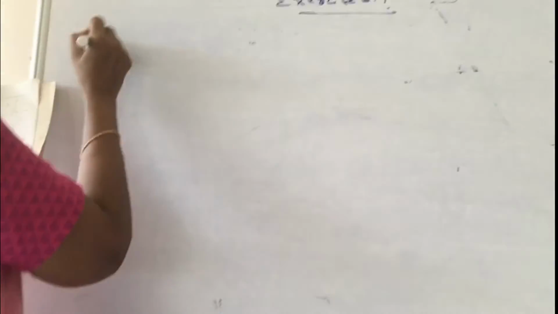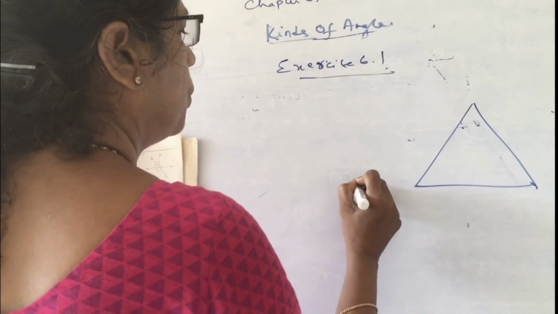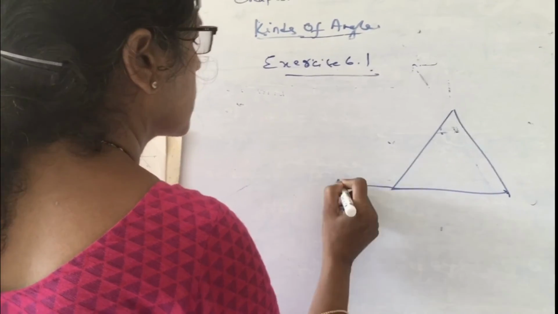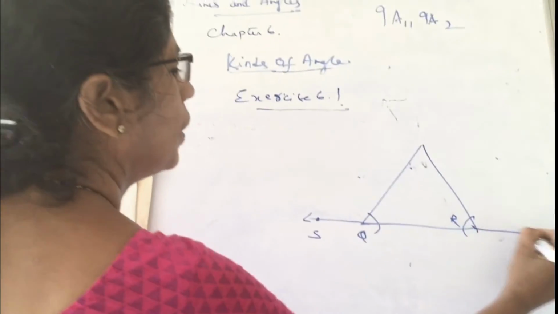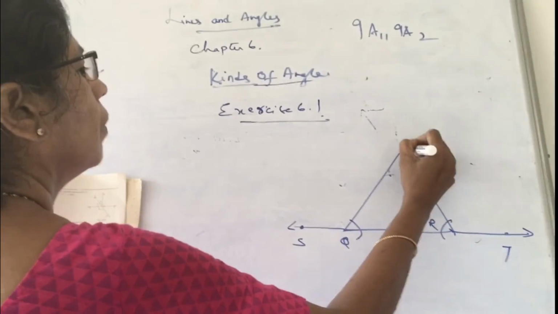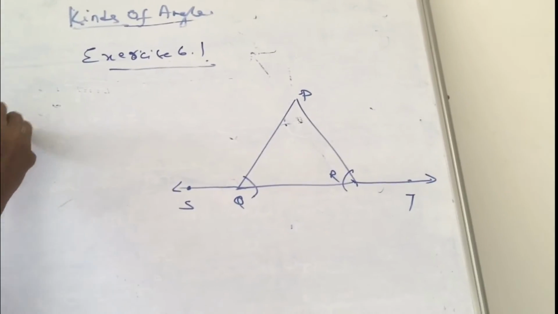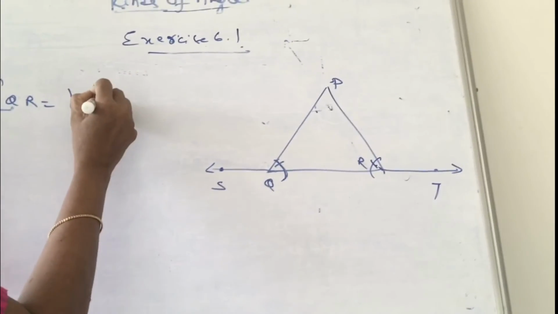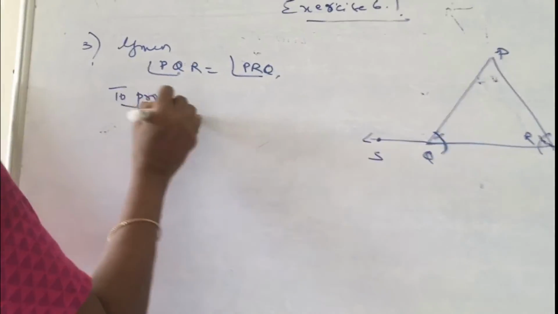Question number 3. Do not do without figures, children. Your figure is a must, girls. S, Q, R, T. Yes, vertex. What is given? Angle PQR is equal to angle PRQ. To prove, in some questions you'll have to prove, in some questions find.